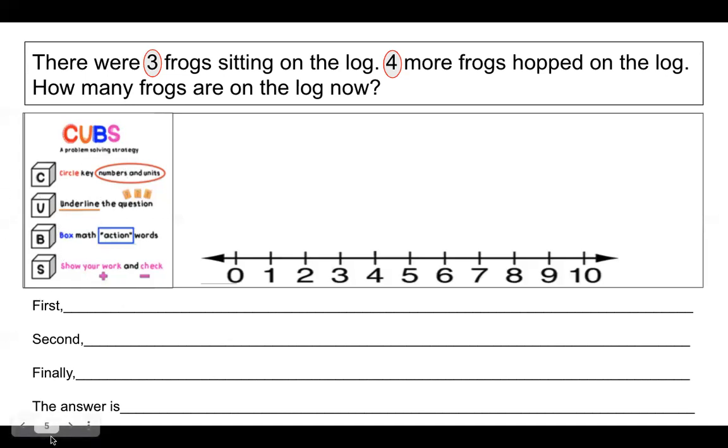Okay. Now let's go on to U. What does U stand for? Yes, U stands for underline the question. The question is, how many frogs are on the log now? Underline the question with your orange crayon. Good job.